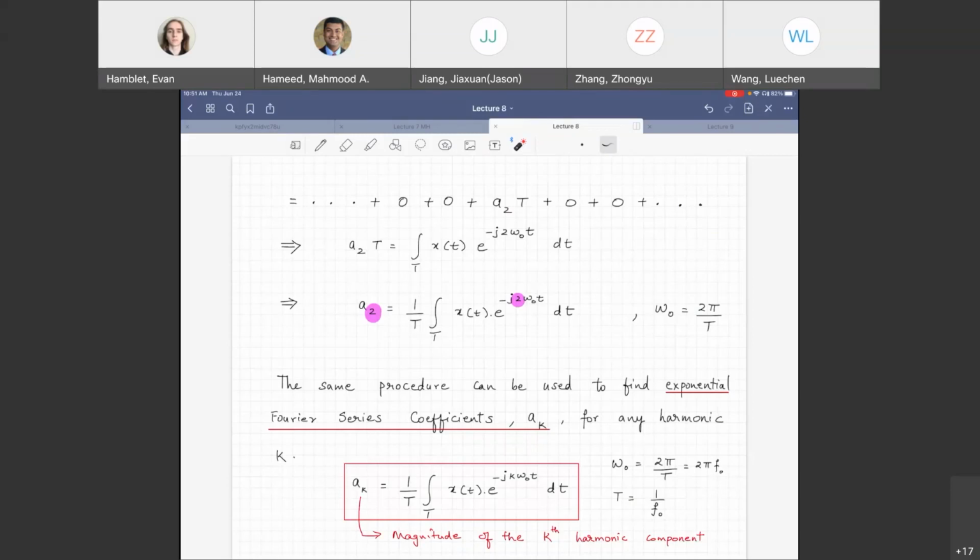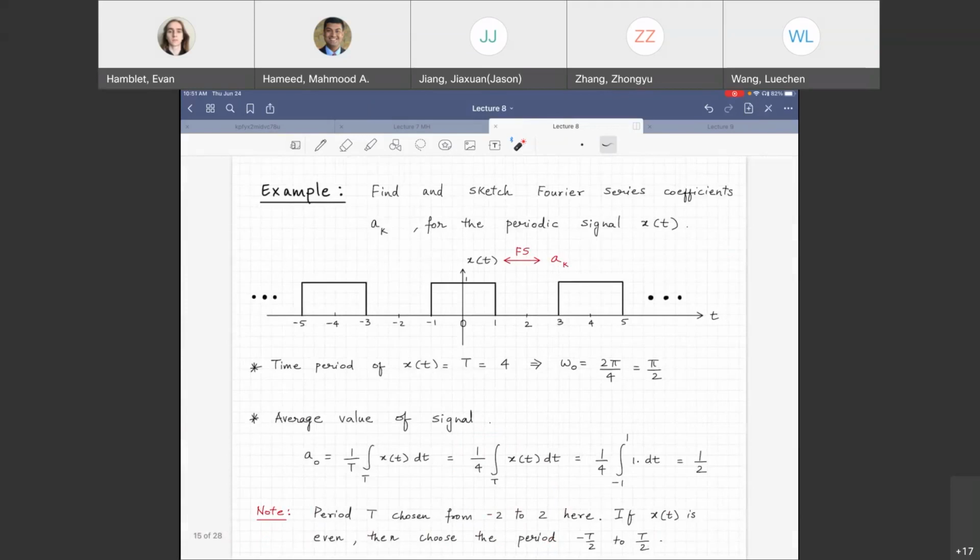You guys see that? We will talk about it a little bit more formally when we get into a vertical shift property and a horizontal shift property. But until then, we are going to stick with this particular integration formula for a sub k and a summation formula for x of t. Now, this is a square wave that has been pushed up a little bit, so its average is non-zero.